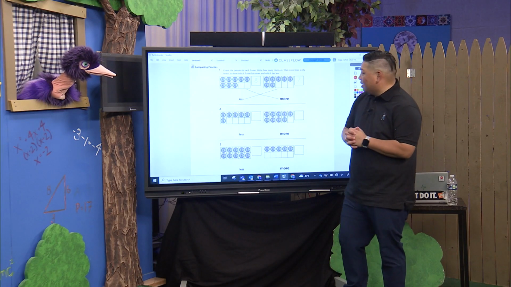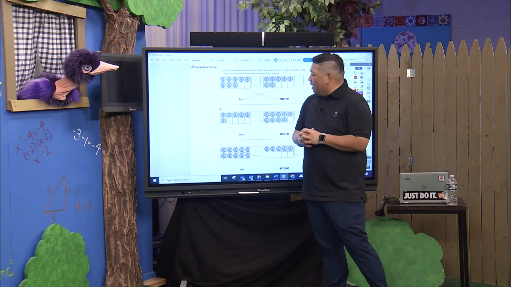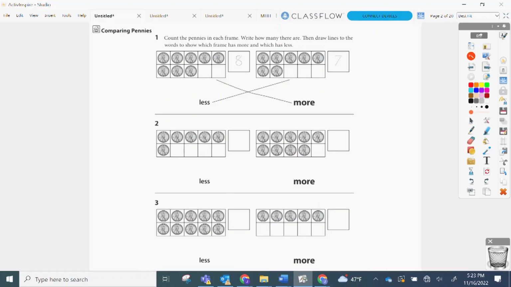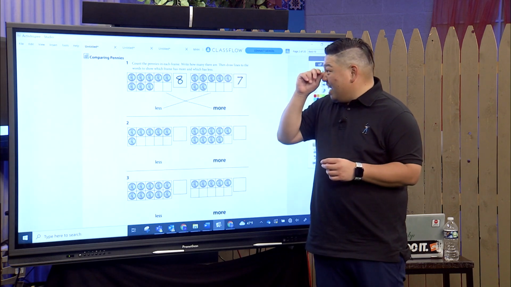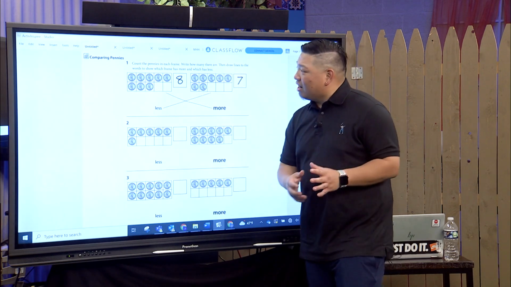Okay, let's take a look at the sample here. Number one, we have 5 pennies at the top, because we know that in a 10 frame, it's groups of 5 and 5. So 5, 6, 7, 8. And we have our 8 here. We have to trace it. And then in our other 10 frame, we have 5, 6, 7. Trace our 7. Wonderful.